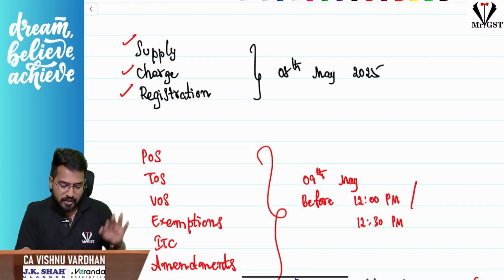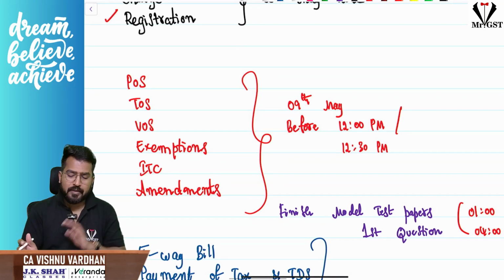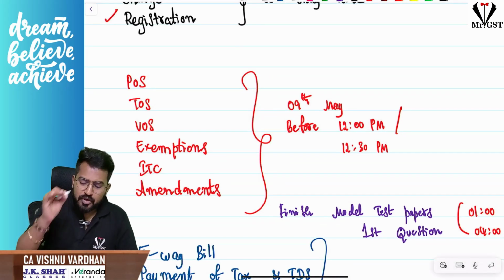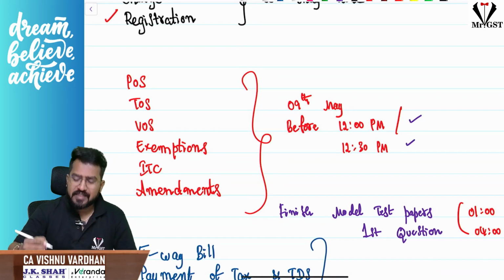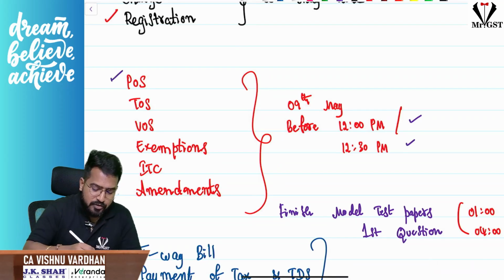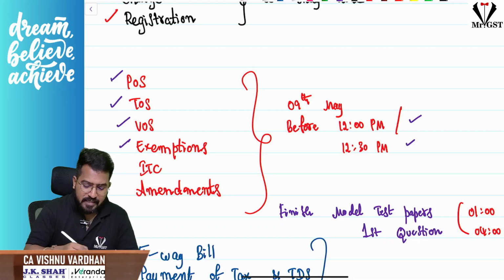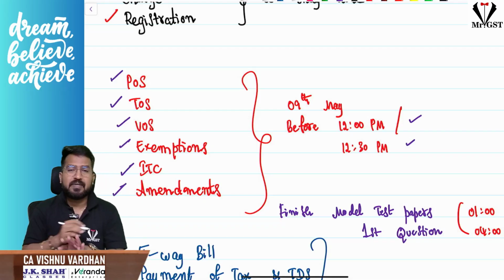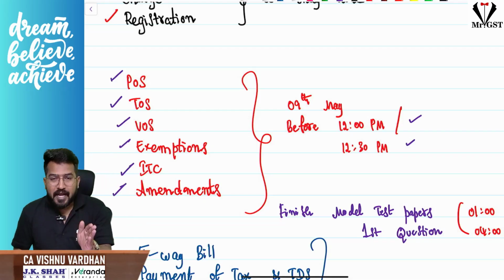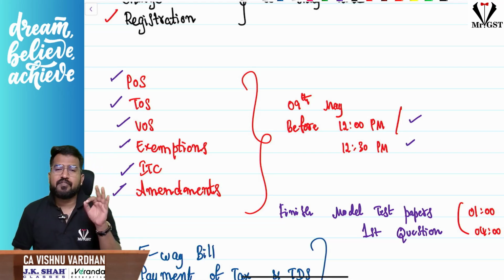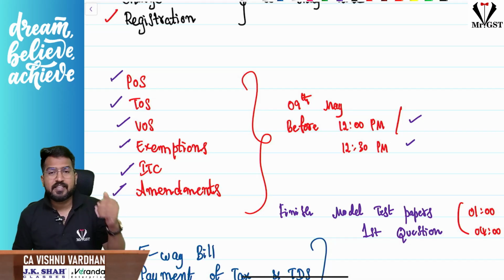Okay, if you are able to cover some extra chapters also, no problem, but these three chapters, of course, you should definitely cover. Next, tomorrow when you wake up, please understand, before 12 p.m. or ideally 12:30 maximum, you should be covering place of supply, time of supply, value of supply, exemptions, input tax credit, and amendments. All these things you should finish, and then you take a lunch break for 30 minutes, whatever it is, as quickly as possible finish it off.